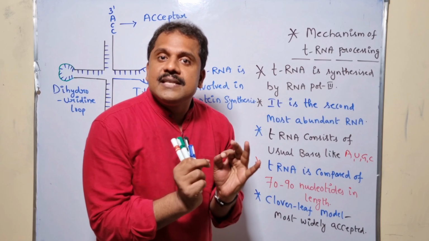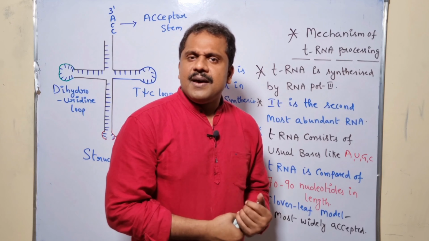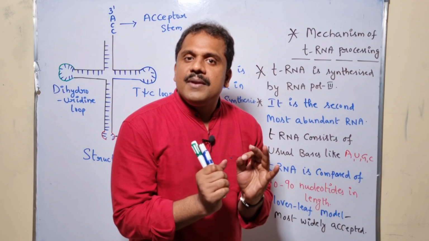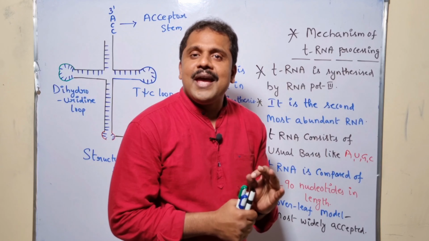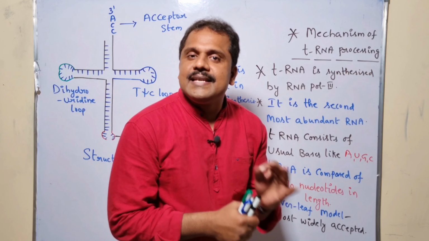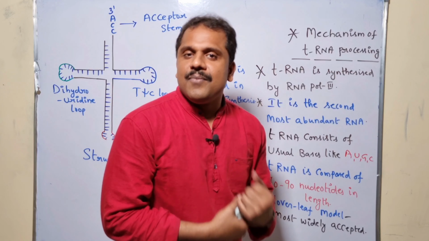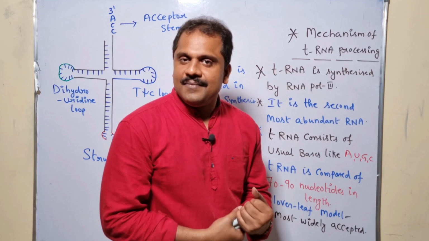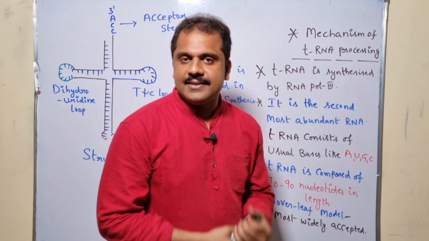As the name itself suggests, anticodon loop, that means the codon of the mRNA is complementary to the anticodon of the tRNA. In order to decode the codon present in the mRNA, the anticodon of the tRNA plays an important role. Is it clear? So all these are the various specialized sites which are a part of the tRNA structure.